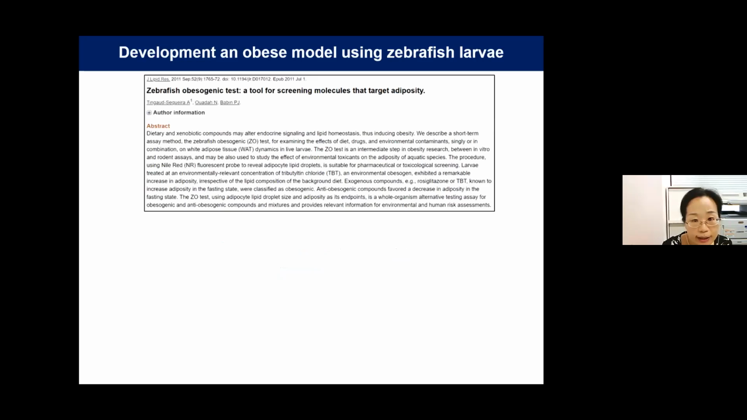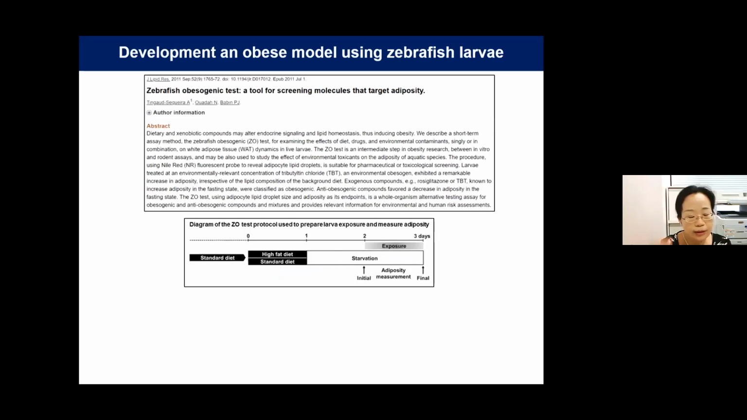As previously reported, researchers developed a zebrafish obesogenic test, the ZO test, for screening molecules targeting adiposity in 2011. This is the protocol for the ZO test. It just takes 3 days. On the first day, the zebrafish larvae were fed with a high-fat diet or standard diet, followed by 1 day of starvation to empty the lumen. On the third day, expose the larvae to the test material solution.